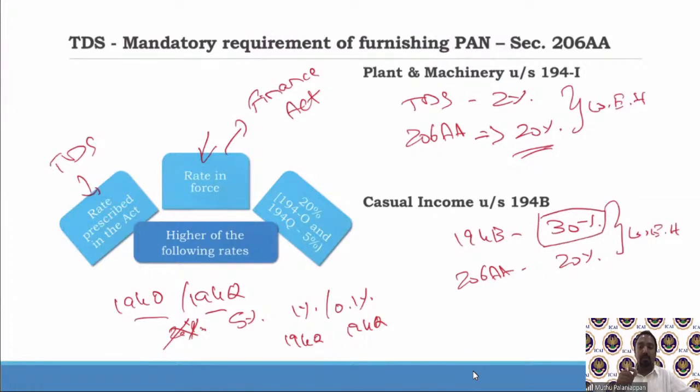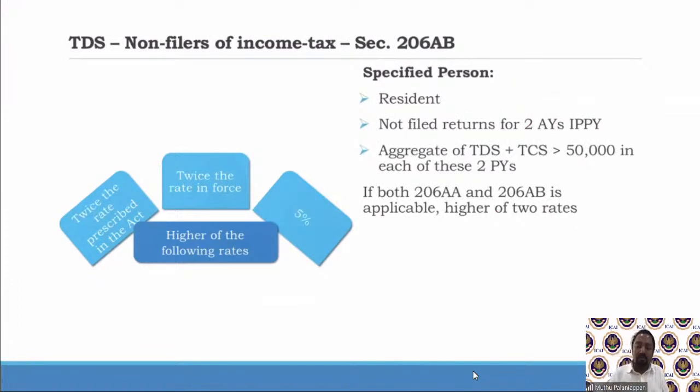So this is how it is computed: the rate or 20%, whichever is higher. So that's how you compute 206AA. We said there is one more section, 206AB, where twice the rate prescribed applies.